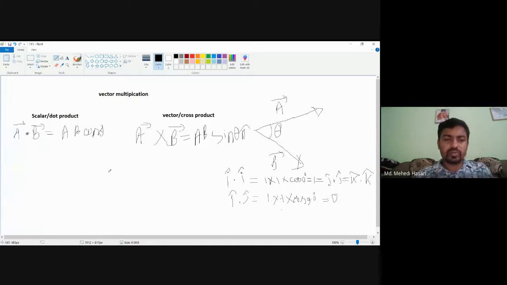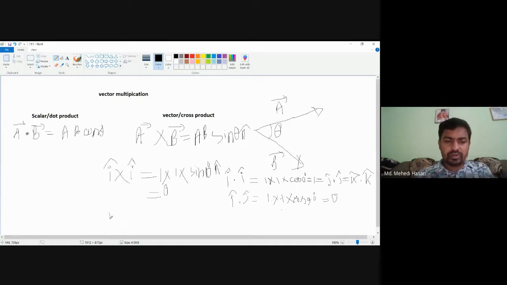If we go to the cross product, i cross i, and if we follow the same cross product rule, a cross b equal to ab sine theta n cap, then it will be 1 into 1 into sine 0 degree, and here is n cap, and we know that sine 0 degree is 0, so this is equal to 0. So for the same unit vector, the cross product result is 0. i cross i, j cross j, and k cross k equal to 0.